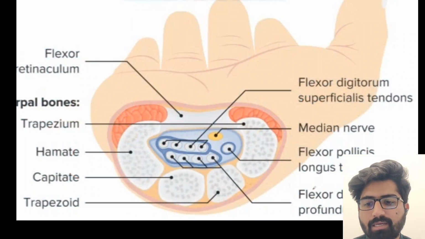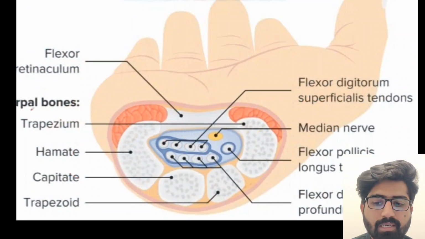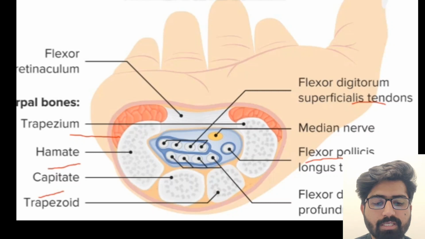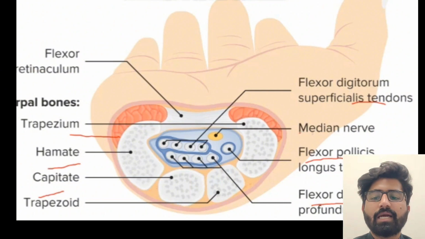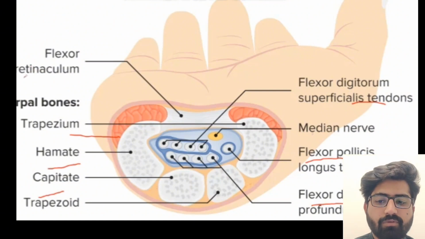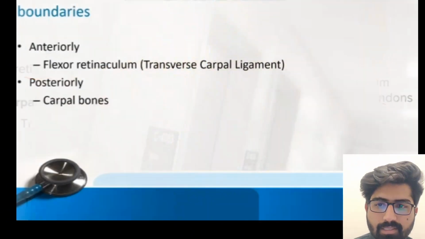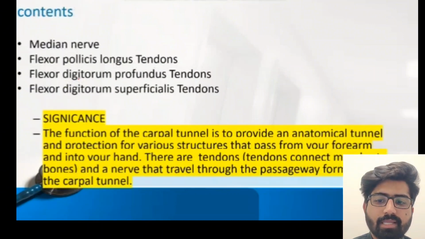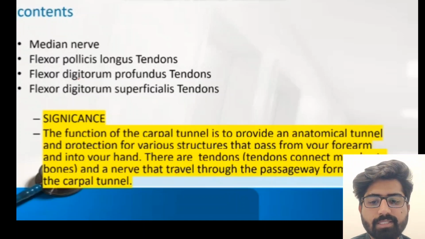The carpal tunnel includes the carpal bones, the trapezium, hamate, capitate, and trapezoid, and structures like the tendons of the muscles: flexor digitorum superficialis tendon, flexor pollicis longus tendon, and flexor digitorum profundus tendon. Another structure is the median nerve that passes through the carpal tunnel. The anterior boundary of the carpal tunnel is formed by the flexor retinaculum. So the boundary anteriorly is the flexor retinaculum, posteriorly are the carpal bones, and the contents, as I have mentioned in the previous diagram, are the median nerve, flexor pollicis longus, flexor digitorum profundus, and flexor digitorum superficialis tendons.